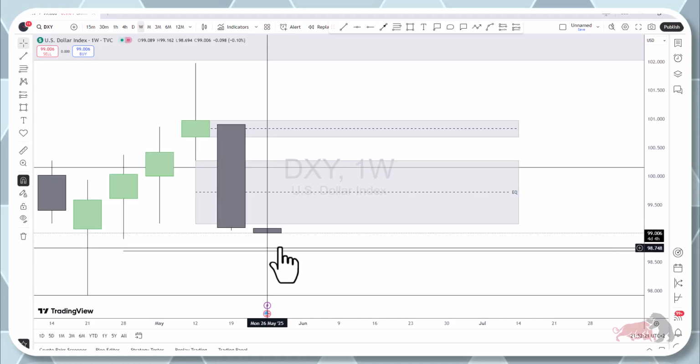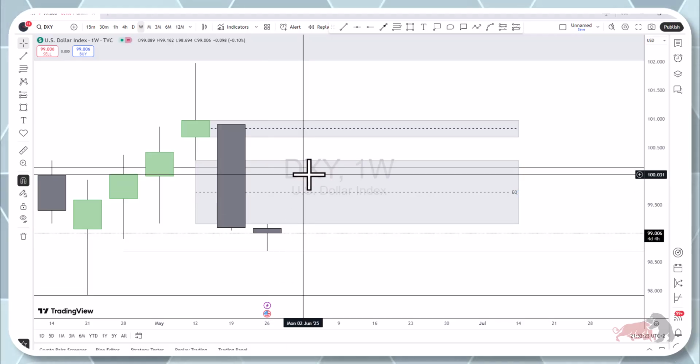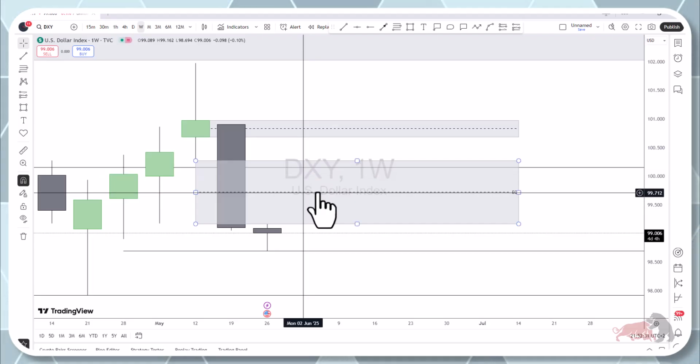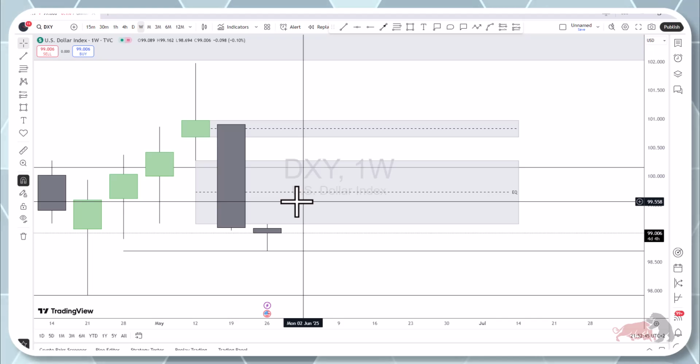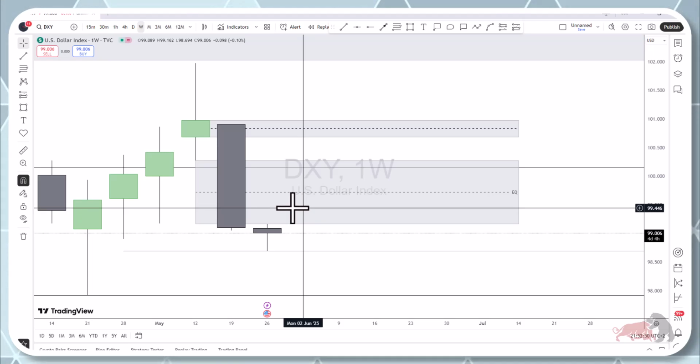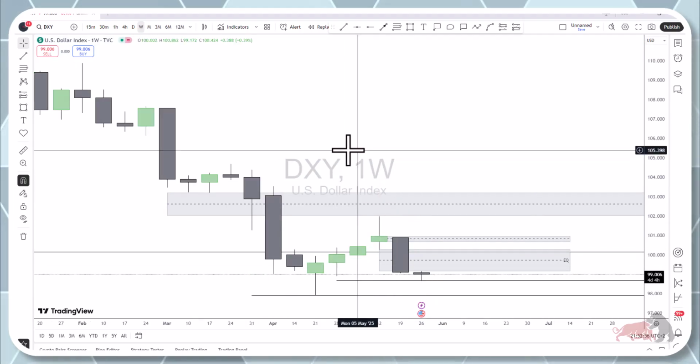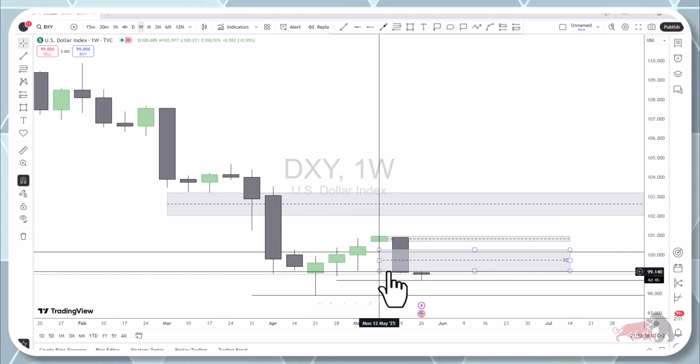If we do get a surprise number on PCE, or if we do get a hawkish Fed tone, that could push dollar index towards this level here, the equilibrium of the imbalance between two weeks back low and the current week high, right? That's after, say, a surprise data release. But as it is right now, I think we should be looking for a further move to the downside.